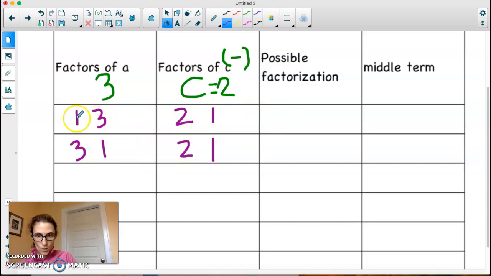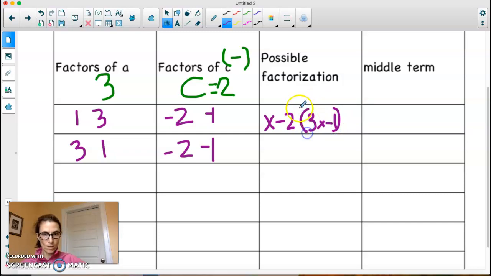So we're going to use one factor of A, that's 1x, minus, sorry, these need to be negatives. So x minus 2 times 3x minus 1. And we need parentheses. Then we're going to look to see if we get that middle term that we want.